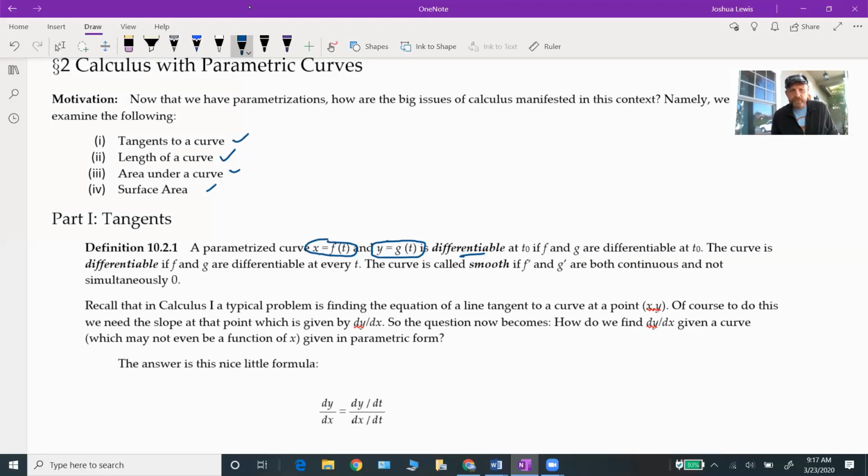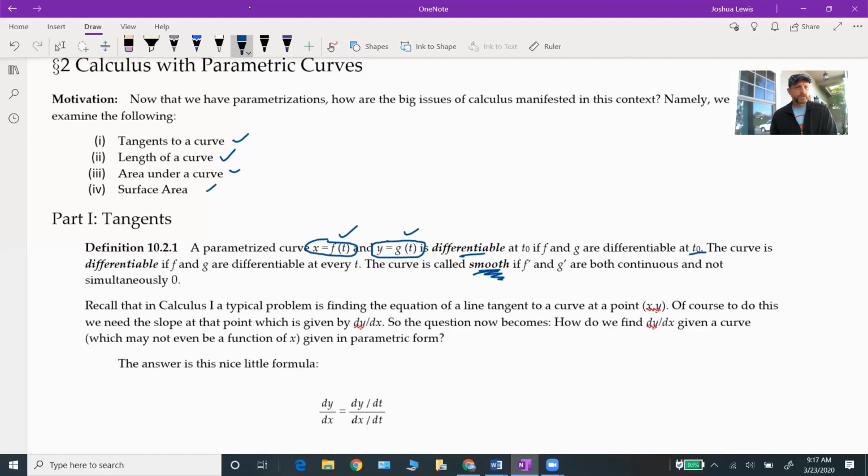Differentiability at a given point means that both of these individual functions, f and g, are differentiable. And of course, we can call the entire curve differentiable if we have differentiability at every t in the domain. And then finally, smooth. What do we mean by smooth? This means that the derivatives themselves, f prime and g prime, are both continuous. They are also not simultaneously zero. So that's what we mean by a smooth curve. And if you think about what smoothness looked like before, you don't want any cusps or things like that.